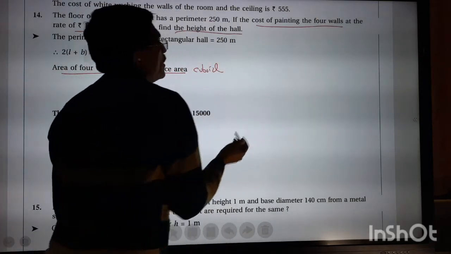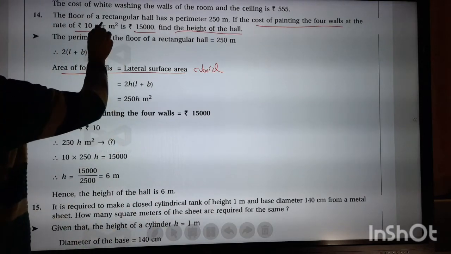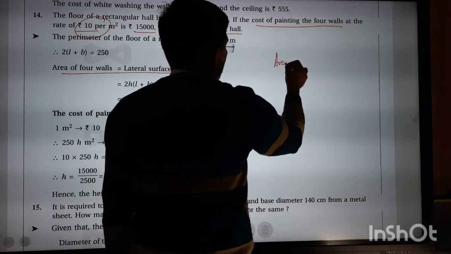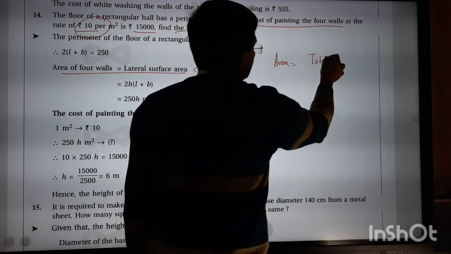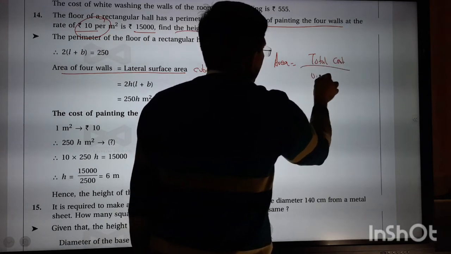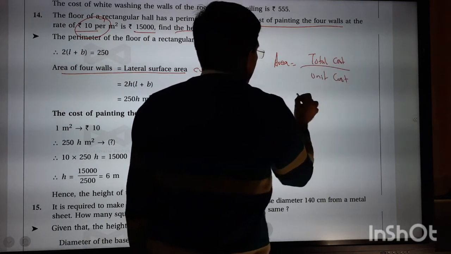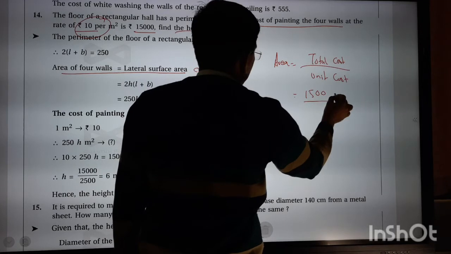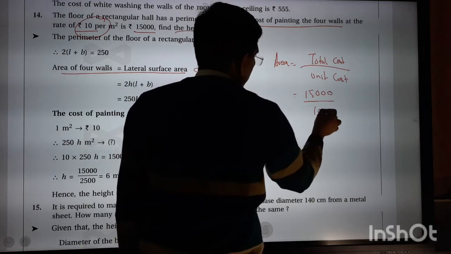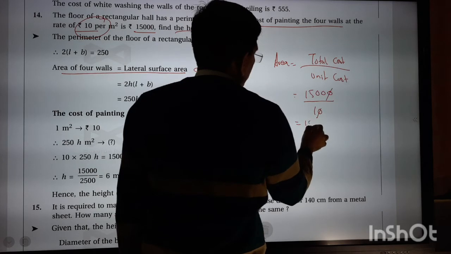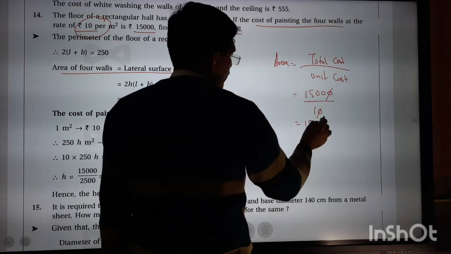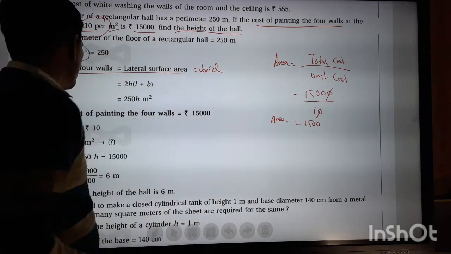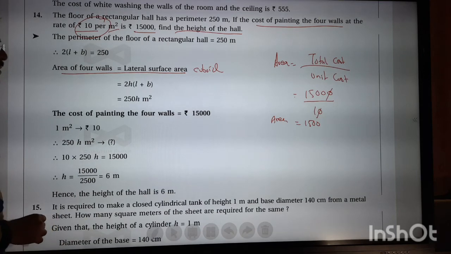Here, the costing of the hall walls is rupees 10 per meter square. So if I want to find the area, total cost divided by unit cost. Here the total cost is 15,000 rupees and unit cost is rupees 10. If I divide it, the answer is 1500. Since it is meter square, the area is equal to 1500.